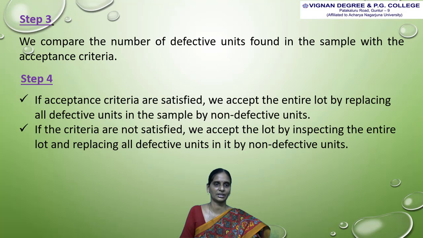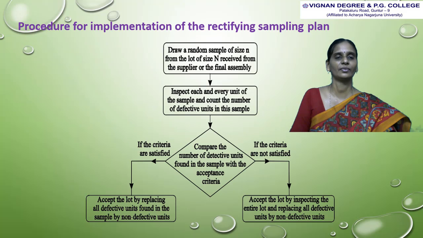In step 4, if the acceptance criteria are satisfied, we accept the entire lot by replacing all defective units in the sample by non-defective units. If the criteria are not satisfied, we accept the lot only after inspecting the entire lot and replacing all defective units in it by non-defective units. So this is the procedure for implementing the rectifying sampling plan.